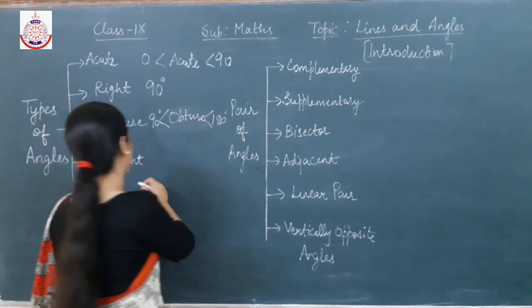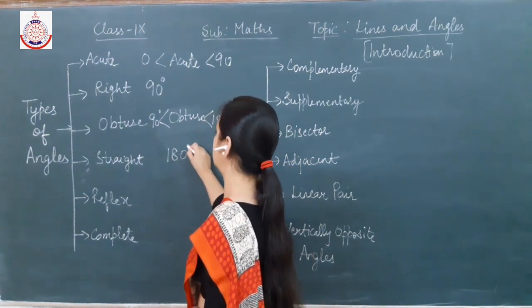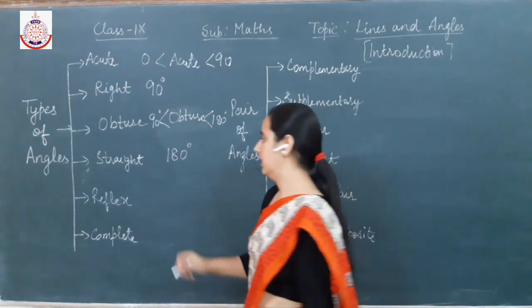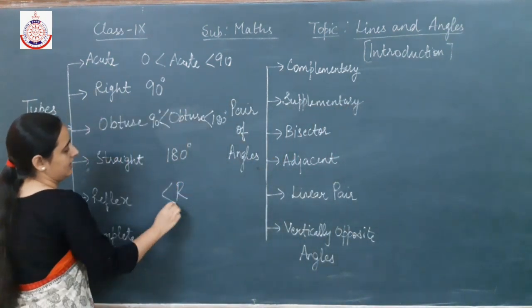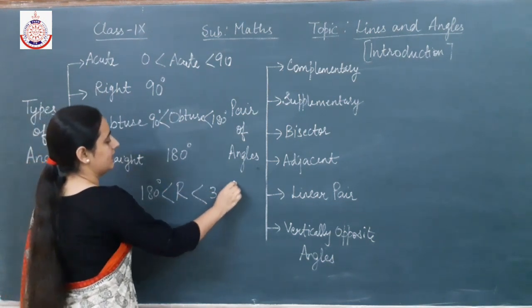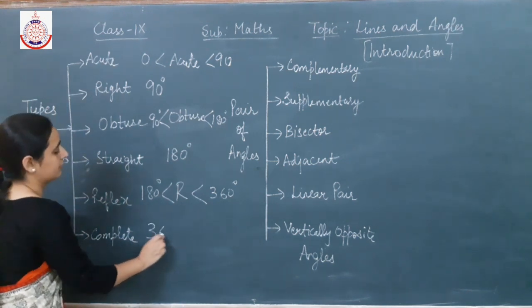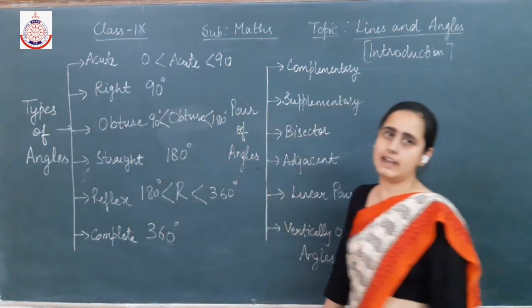Next is straight angle. Straight angle, the measure is complete 180 degrees. Then reflex angle. Reflex angle is greater than 180 but less than 360 degrees. Next we have complete angle, which is of 360 degrees. So these were all the types of angles.